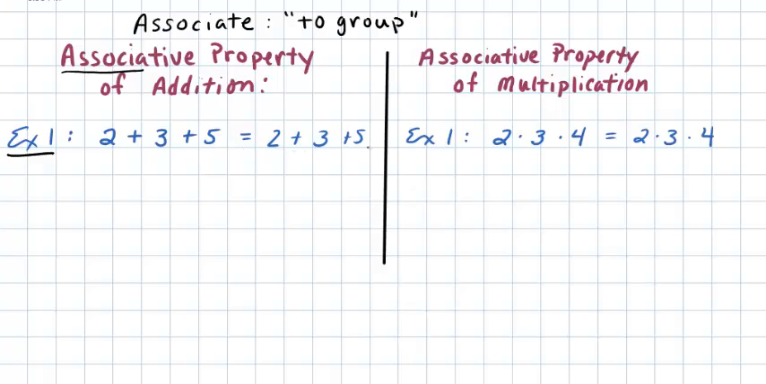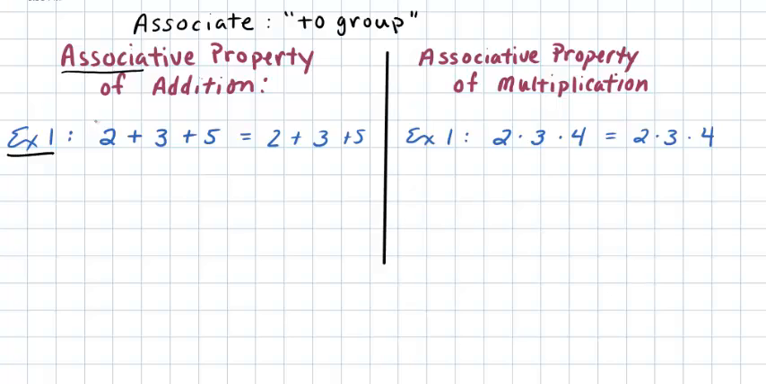2 plus 3 plus 5. So nothing is grouped right now, and nothing has moved around, so I haven't changed anything. If I had changed the order of any of those numbers, that would be the commutative property. So I haven't commuted anything. I haven't changed the order. But what I am going to do is change the way they're associated or grouped.